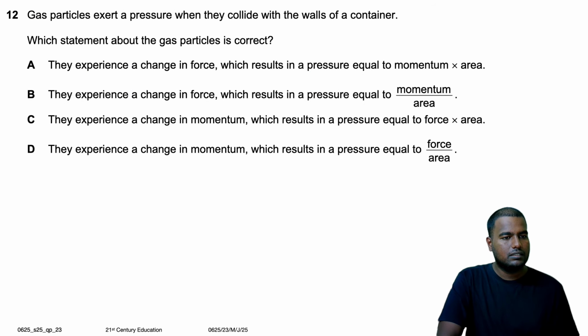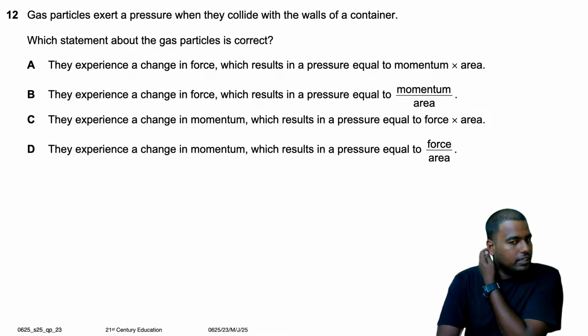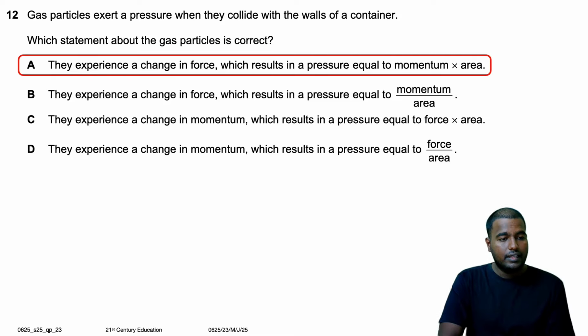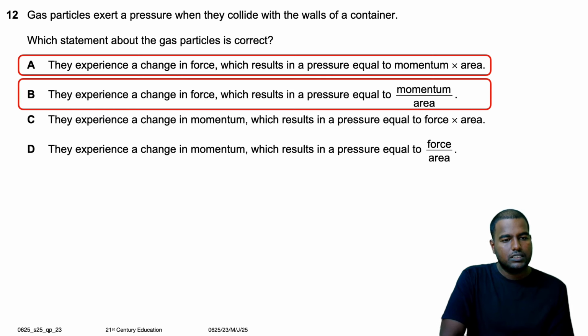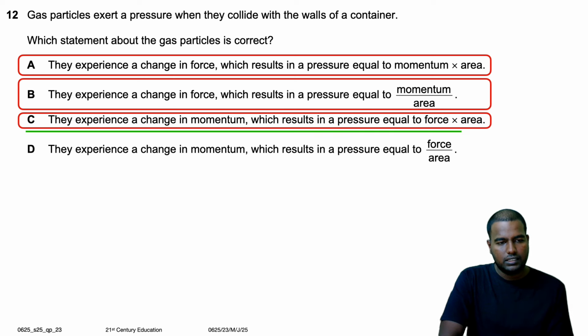Gas particles exert pressure when they collide with the walls of the container. Which statement about the gas particle is correct? They experience change in force. Yes, they experience change in force, which results in pressure equal to... No, pressure equal to momentum into area is wrong. So one is wrong. They experience change in force, which results in pressure equal to momentum by area. This is also wrong. Change in momentum, pressure, force into area. No, it's force divided by area. Only D is right.